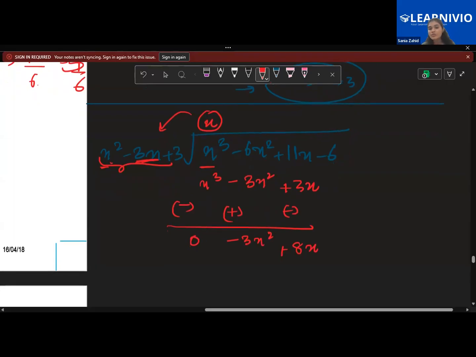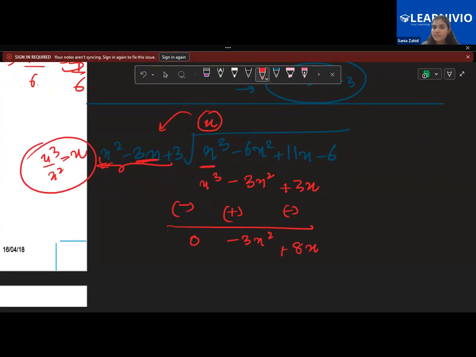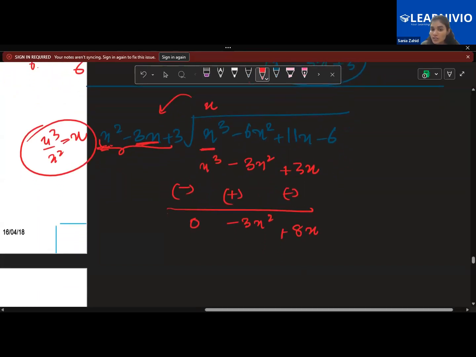What did I do? I took the first term of the first polynomial and the first term of the second polynomial, and I divided them. See, x cubed divided by x square is how much? x. Now I will write x over here and multiply the x with the entire thing. So I got this term.